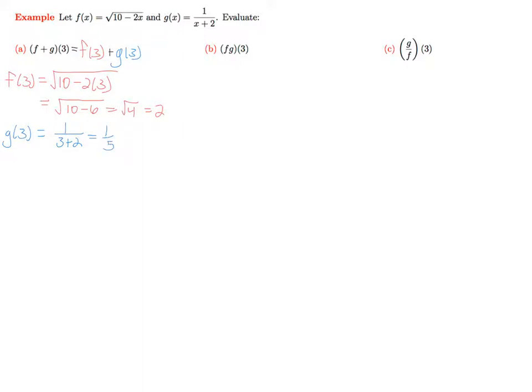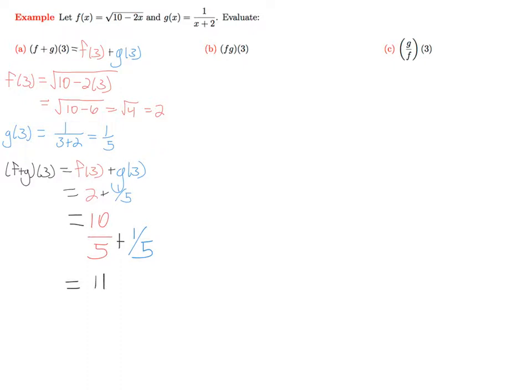And so now when we evaluate f plus g at 3, what I get is f of 3 plus g of 3, where f of 3 was 2, and g of 3 was 1/5, so it's 2 plus 1/5, and we can add these two fractions to simplify this. 2 is the same thing as 10 over 5 plus 1/5, and so that gives us a value of 11/5 in part A.